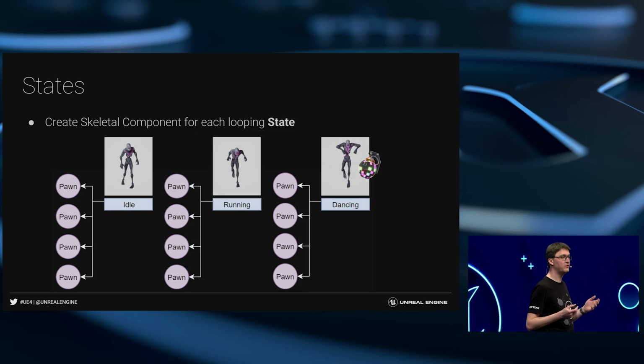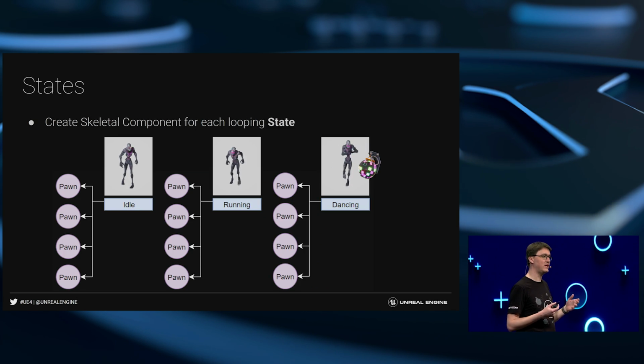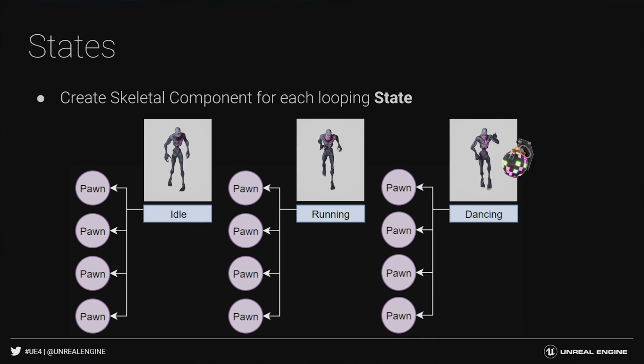So the first thing we needed to do was figure out what the key states we needed, which were going to be kind of looping states for our creatures. We wanted an idle state, we wanted a running state, and we needed a dancing state as well, because we're Fortnite, we have boogie bombs, and we wanted the creatures to dance as well as the players. So this is the first way we set things up.